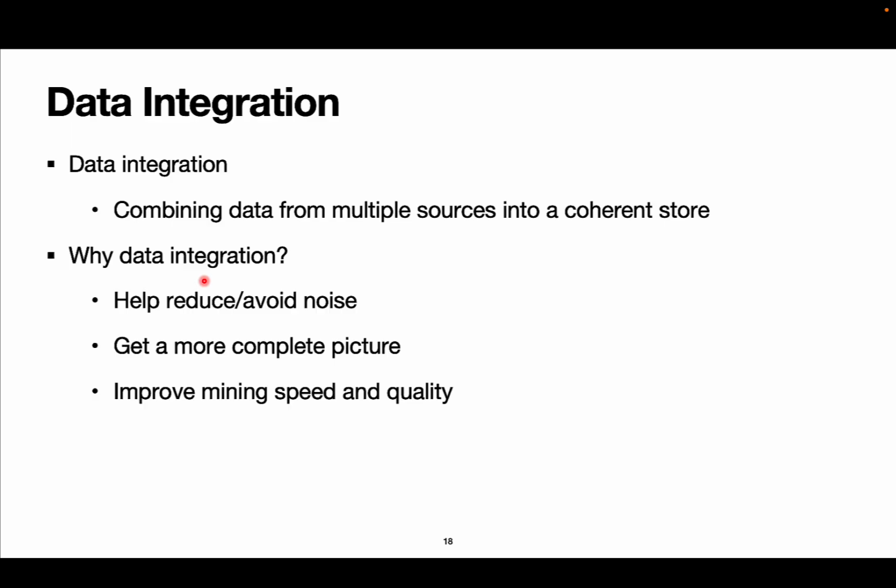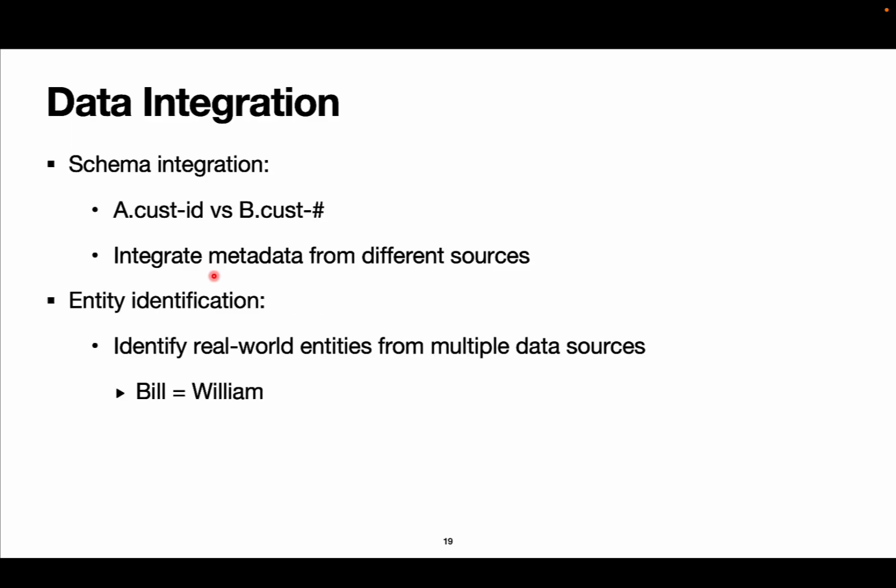Schema integration is a pre-processing step in the data integration process. So given two databases, they may be using different names to express the same value that we want to integrate. Look at the customer ID in database 1 versus database 2. They are written slightly differently, but they mean the same thing. So we need to look at the metadata level and make sure they represent the same thing.